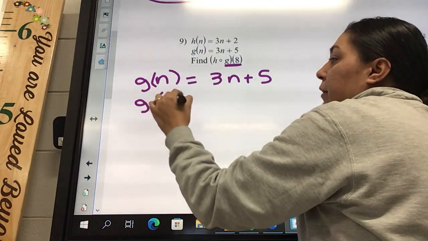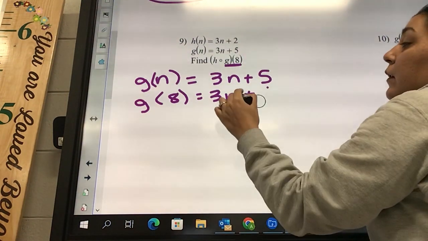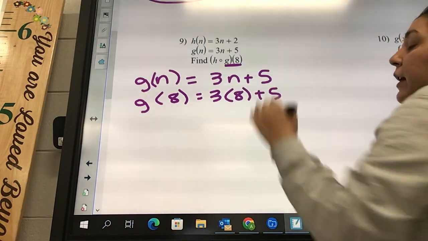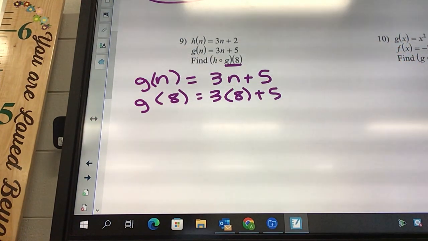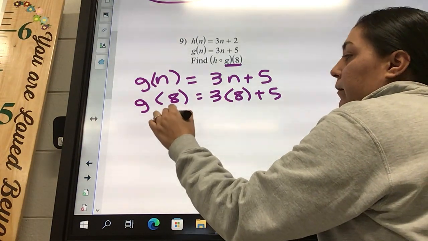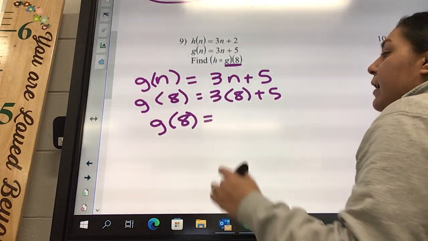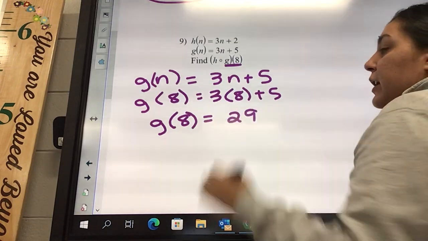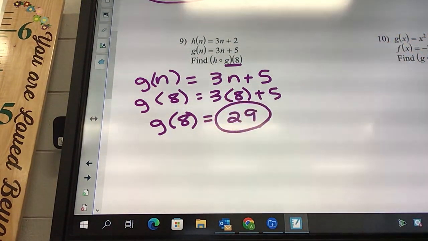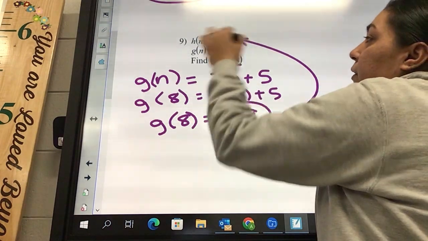So g of 8 equals 3 times 8 plus 5. Okay, well, what is 3 times 8 plus 5? 3 times 8 is what? 24 plus 5? 29. Okay, so g of 8 is 29. Okay, so you're going to take this 29 and then we're going to plug it into what function? The h. Okay, so we're going to plug it into the h function.